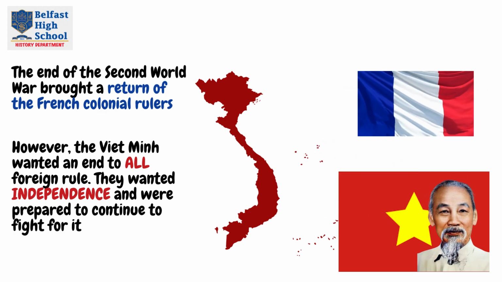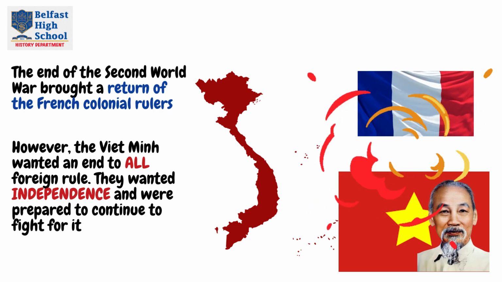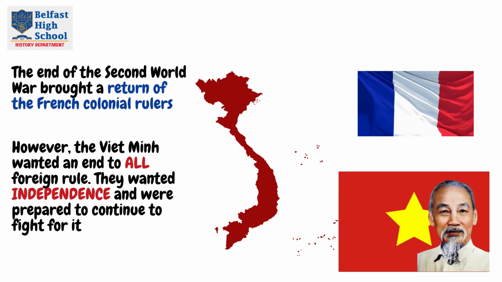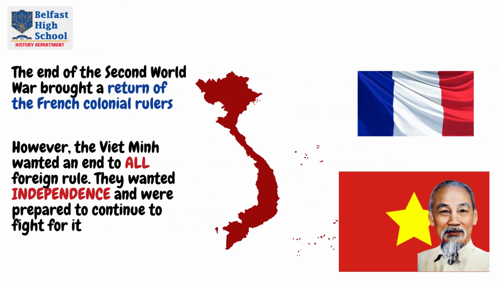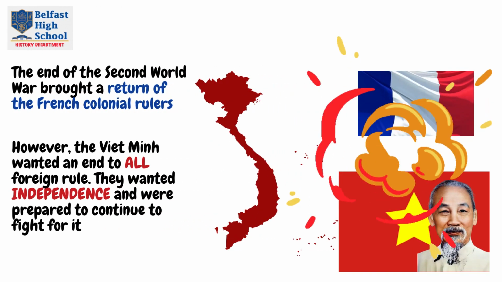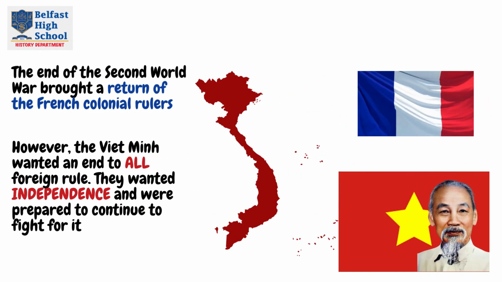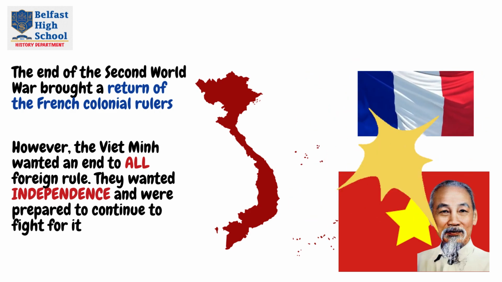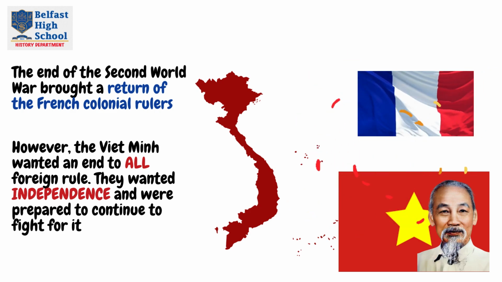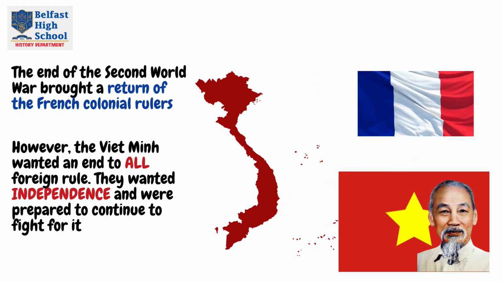So after World War II, there is a return of the French colonial rulers, and this sets things up for a fight, because the Viet Minh have not fought against the Japanese only to have their French colonial rulers return to take over their independent country. So they're determined to fight against the French to keep them out of the country and to get independence.